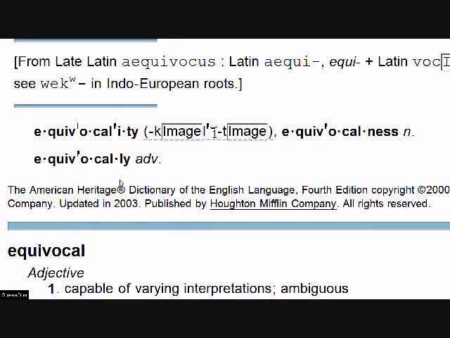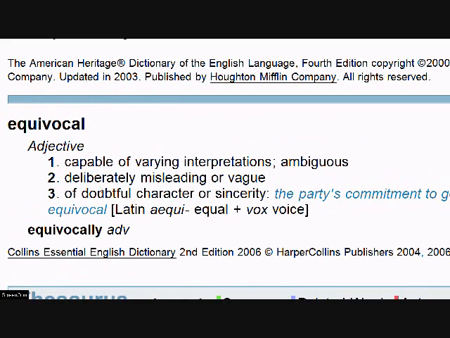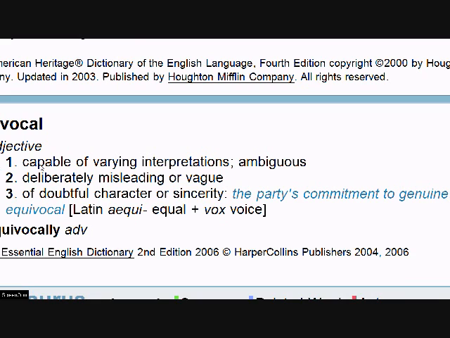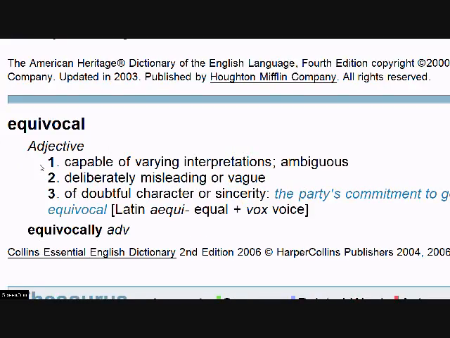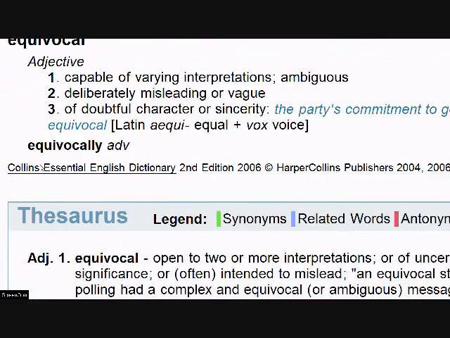There can be equivocality and equivocally. These are the noun and adverb forms. That's how the American Heritage Dictionary expresses it. Equivocal is the adjective, capable of varying interpretation, deliberately misleading or vague, of doubtful character. "The party's commitment to genuine reforms is equivocal." Okay, it is not 100% unequivocal.